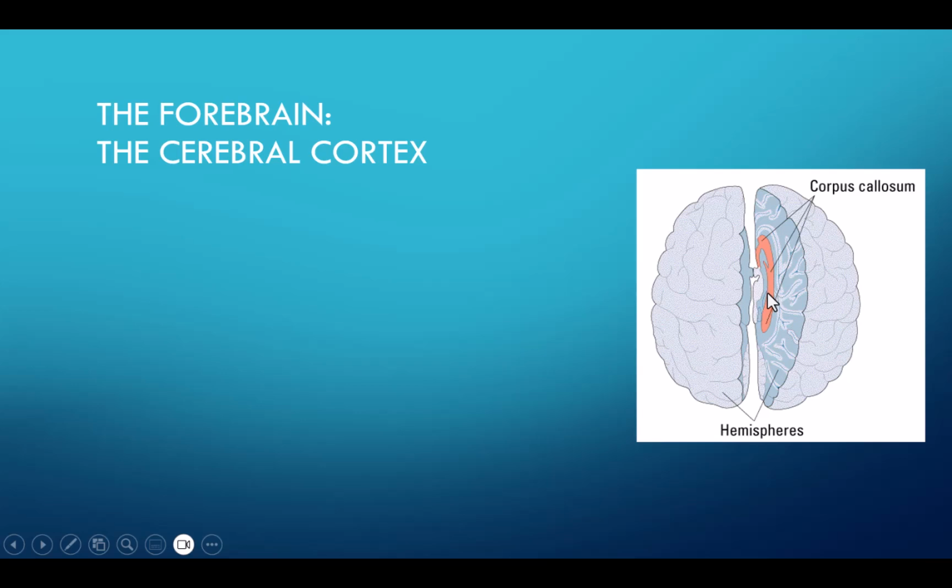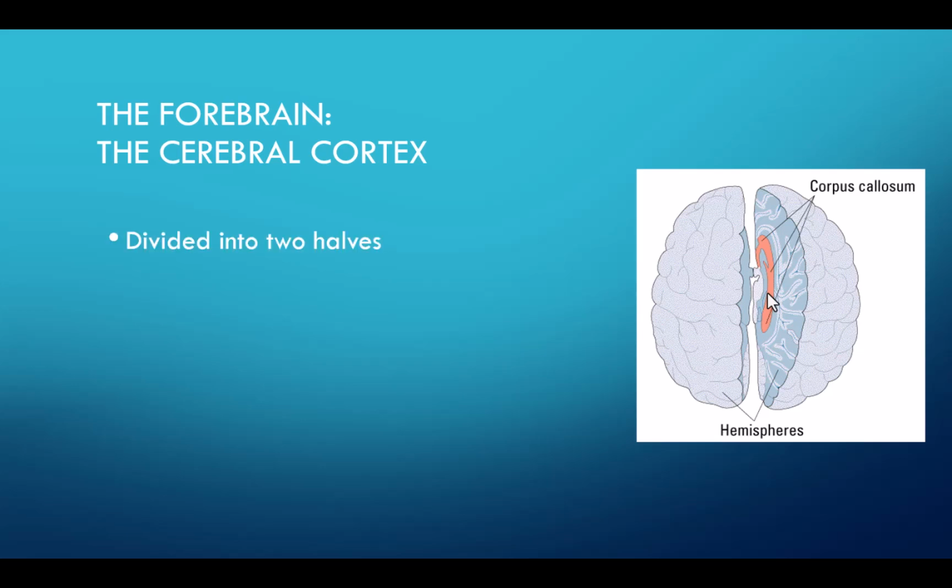So what color do you think this corpus callosum is if it's a bundle of axons? Think about what would surround the axon to make those two hemispheres communicate quickly. The myelin. So yes, it would be a white or yellowish substance because the myelin is a fatty substance.